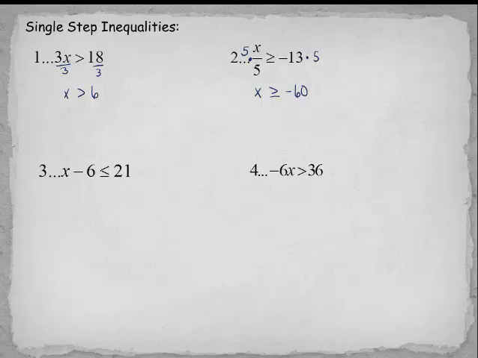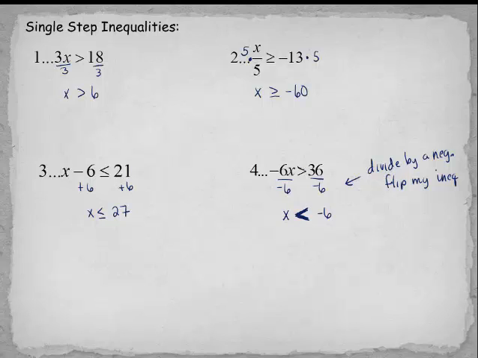Here I have x minus 6 is less than or equal to 21. I'll add 6 to both sides, and I get x is less than or equal to 27. And here I have negative 6x is greater than 36. I'm going to divide both sides by negative 6. I'm dividing by a negative, so I have to flip my inequality. X is now going to be less than negative 6. So anytime you multiply or divide by a negative, you have to change that direction.